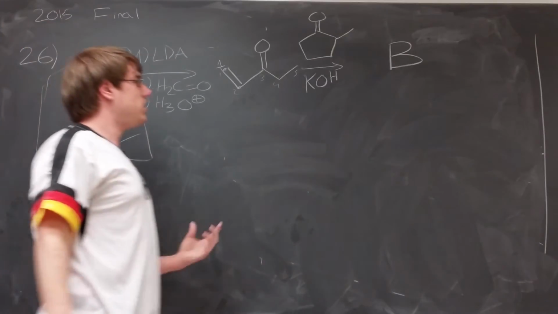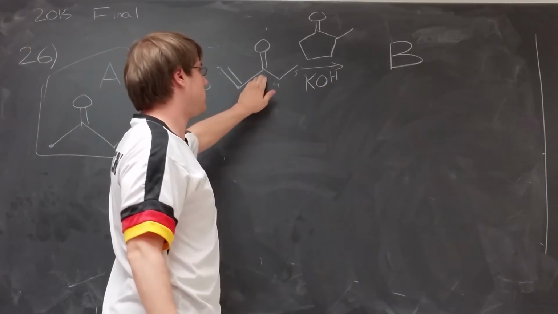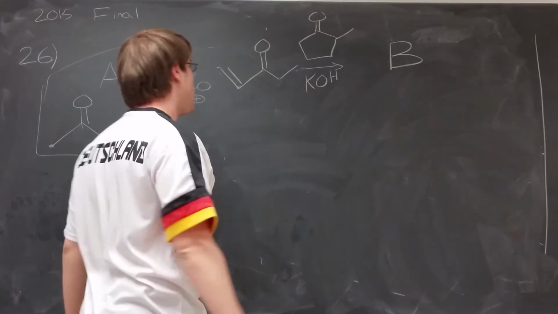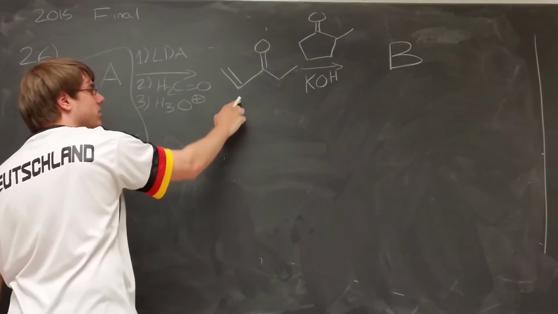Well, structure B looks to me to be something called a Robinson annulation reaction. Why do I say that? Because one, I have this structure right here. There are 2 ways to think about this structure.